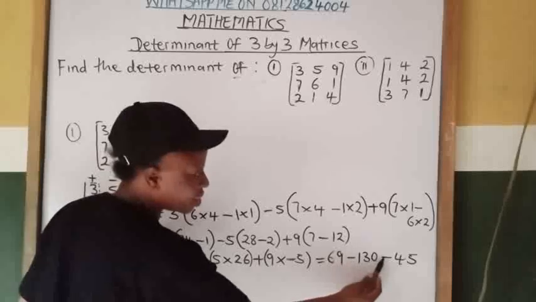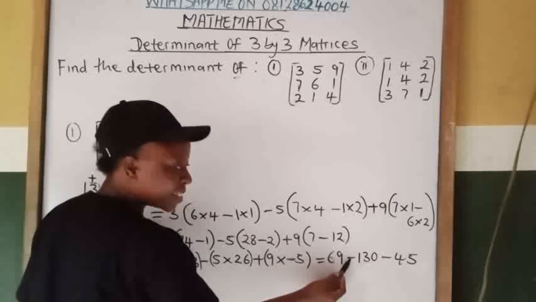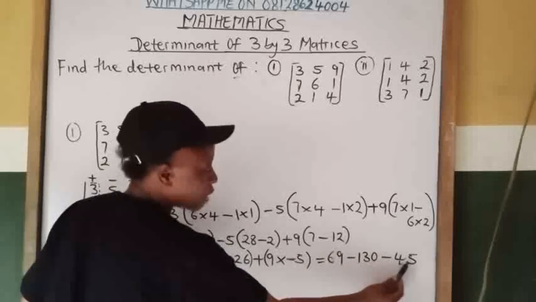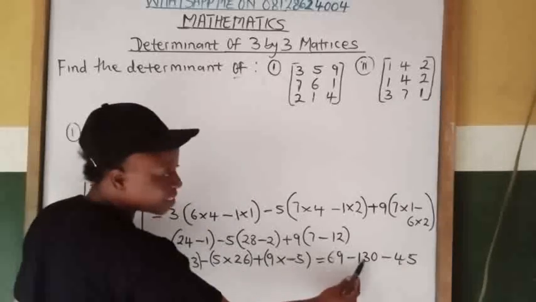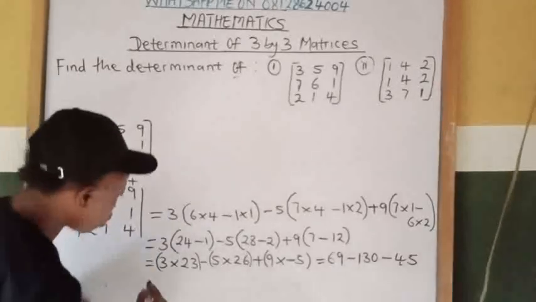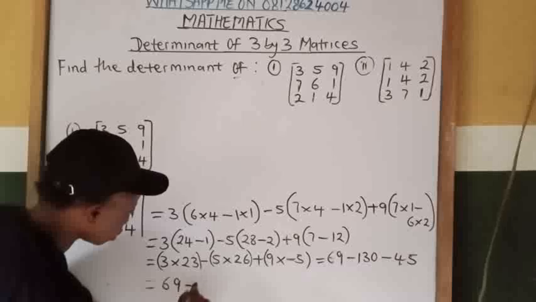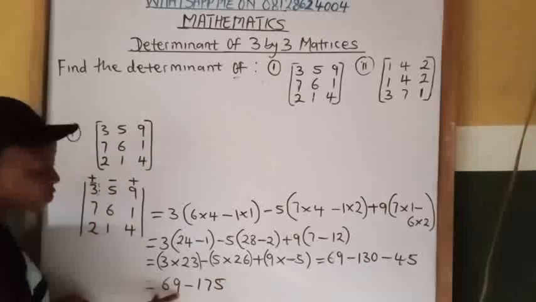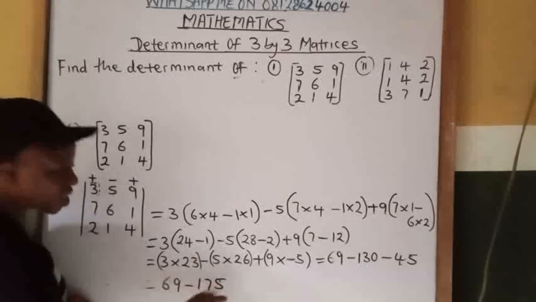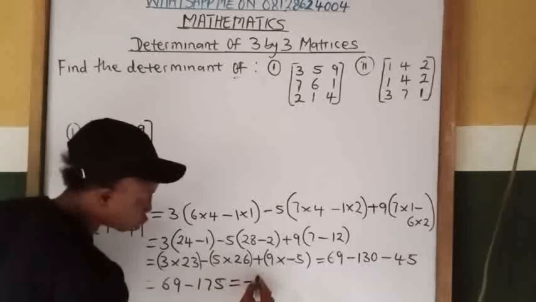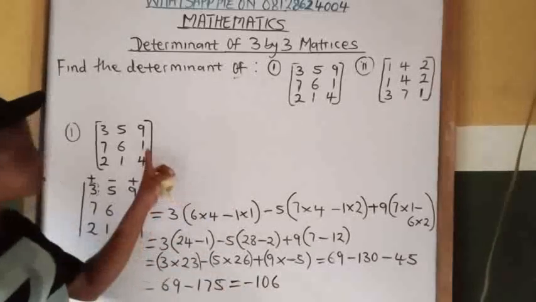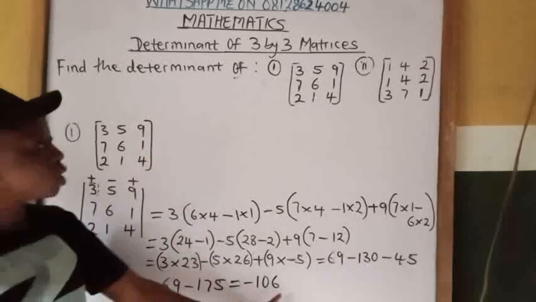69 minus 130 minus 45. Let's take negative and negative. You are owing someone 130. You are owing another person 45. So how much will be your debt altogether? 130 plus 45 will give us minus 175. So we are going to have 69 minus 175. So 69 is your own. So by the time you pay 69 out of your debt, out of this 175, your debt will remain minus 106. So the final answer is 106. So the determinant of this matrix is 106.